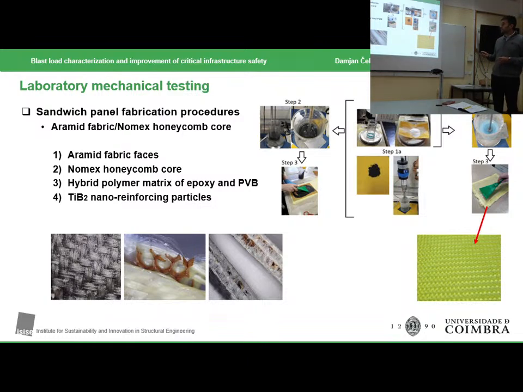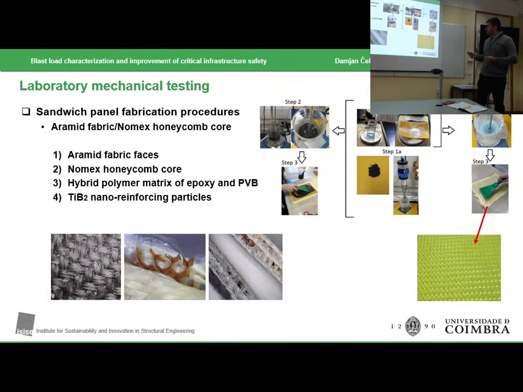So this part, we will start with aramid fabric and Nomex honeycomb core. This specific study was done during my study visit in Serbia with a partner institute from Belgrade, the Military Technical Institute. There we experimented with various types of polymer matrices. We introduced different ceramic nano-reinforcements, also known as engineering ceramics. We used titanium diboride, which is, for example, given in this specific panel. But we also studied silicon carbide, boron carbide, and tungsten disulfide.